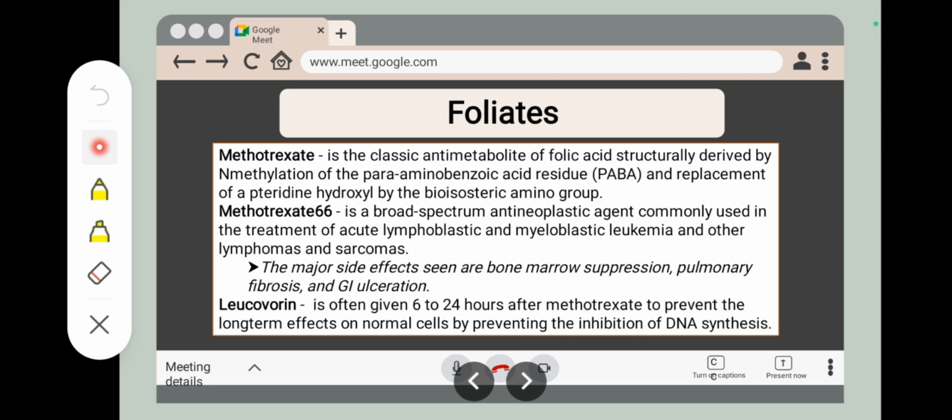And another term under the folates is known as leucovorin, which is often given 6 to 24 hours after methotrexate to prevent the long-term effects on normal cells by preventing the inhibition of DNA synthesis.